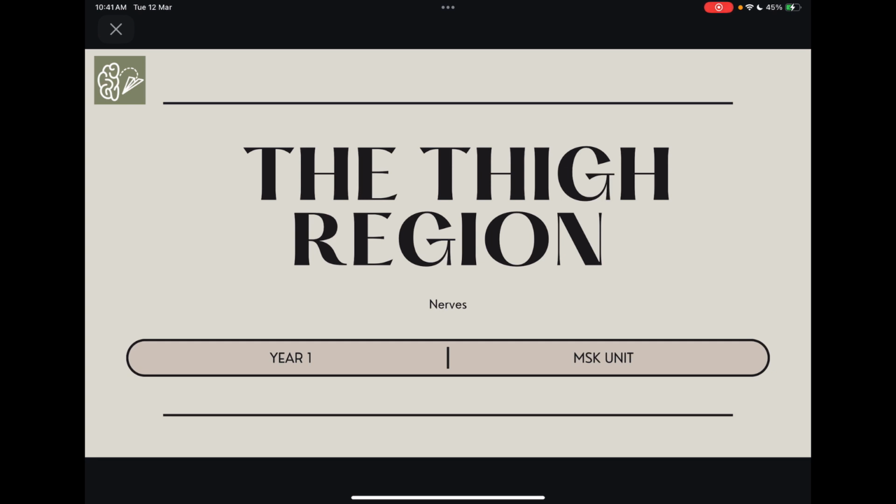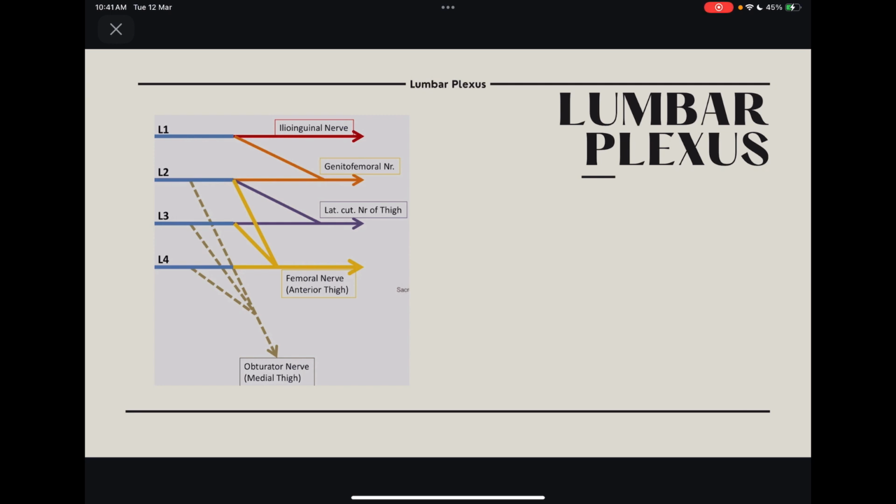So we'll have a general overview about both plexi that we took in the lower limb, both the sacral plexus and the lumbar plexus. So we'll start off with the lumbar plexus. The lumbar plexus is comprised of the nerve roots L1, L2, L3 and L4, and it will form around 5 nerves.